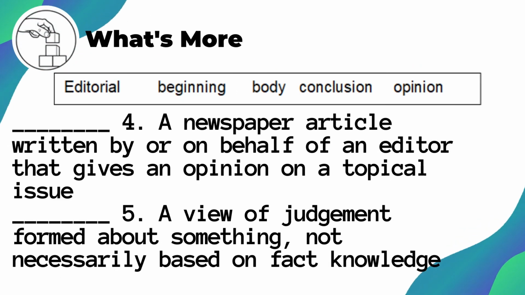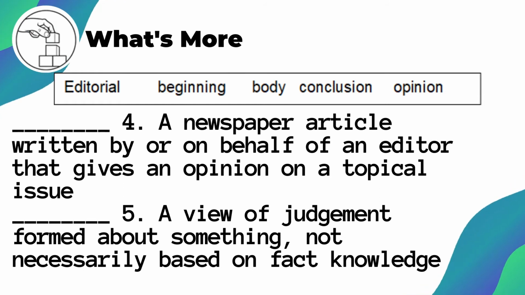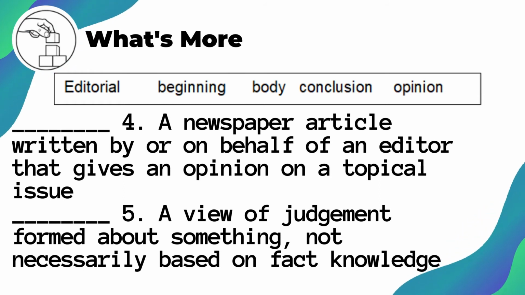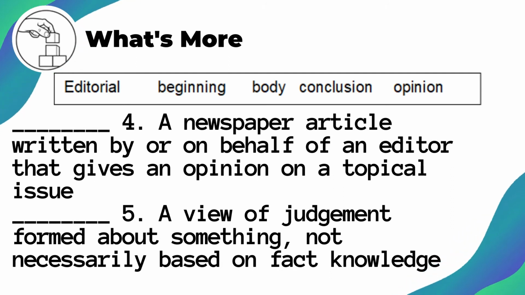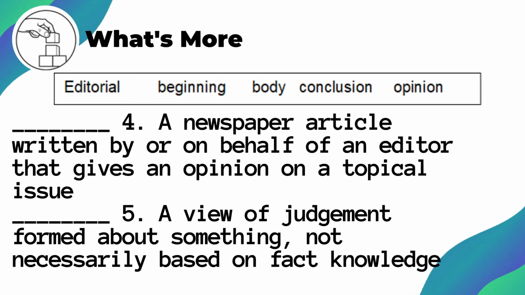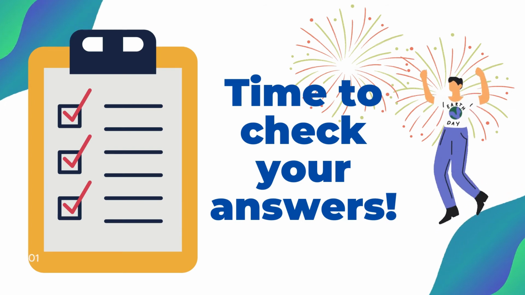Number 4. A newspaper article written by or on behalf of an editor that gives an opinion on a topical issue. Number 5. A view of judgment formed about something, not necessarily based on fact knowledge. It's time to check your answers.